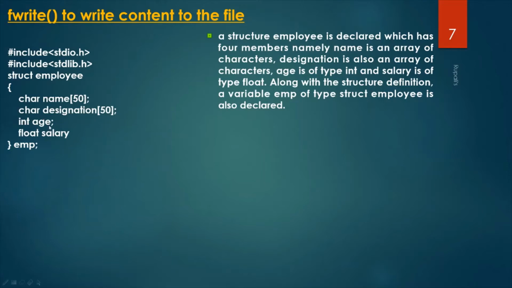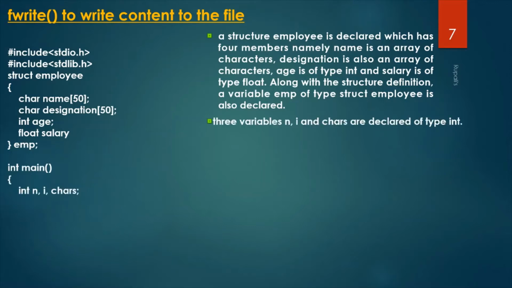Age is of type integer. Salary is of type float. Along with the structure definition, the variable emp of type struct employee is also declared here. Now in main, there are 3 variables n, i and chars declared as type int, and there is a file pointer fp of type FILE also declared here, this one.